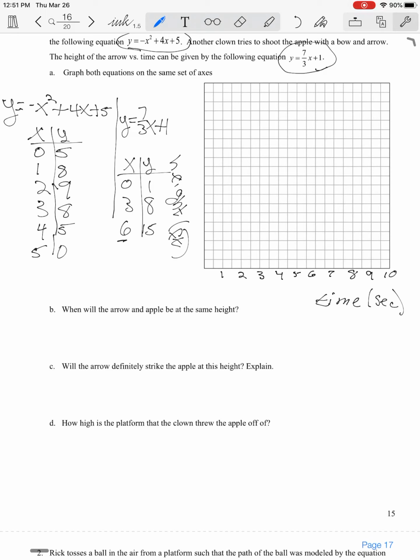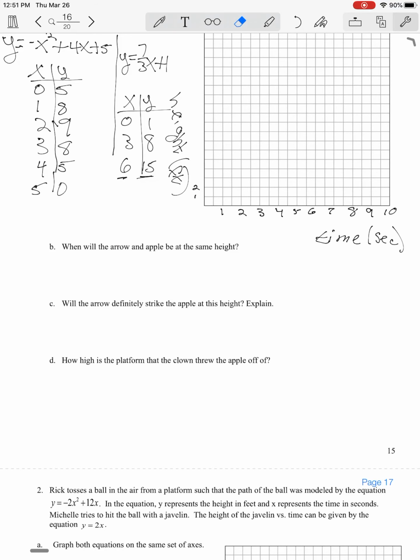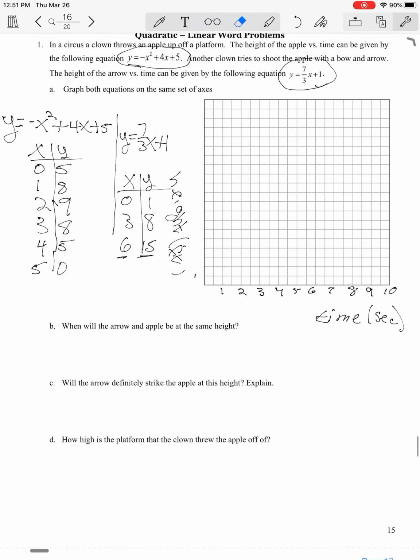Then I'm going to label my y's. I know my highest y will be 15. So I can go up by ones. Now that I'm all labeled, I'll graph.